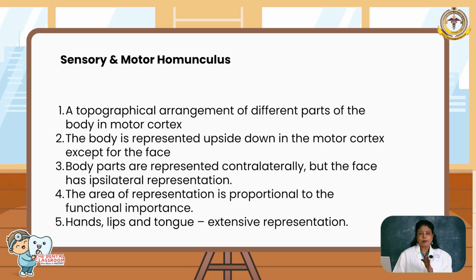So, to sum up, in this class we have discussed about the different lobes of the cerebral cortex, that is frontal lobe, parietal lobe, occipital lobe and temporal lobe. Along with that, we learned the functions and effect of lesion of different lobes, and we touched upon the sensory and motor homunculus of the brain also.